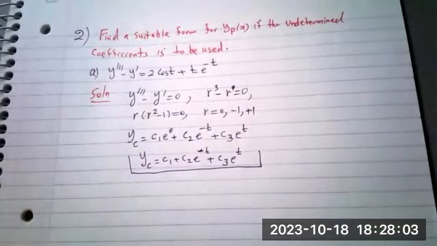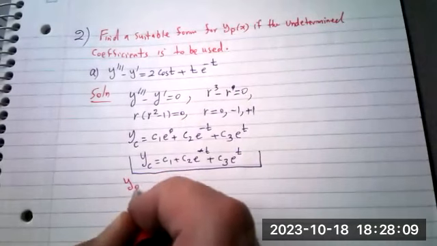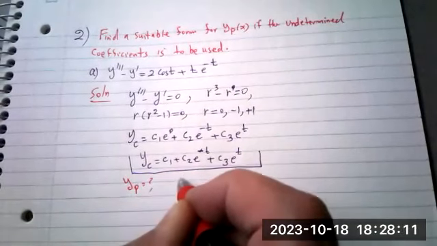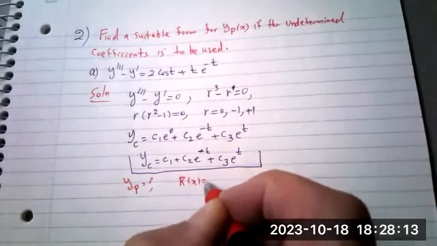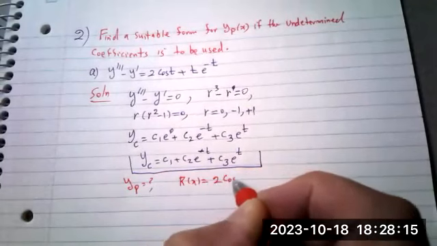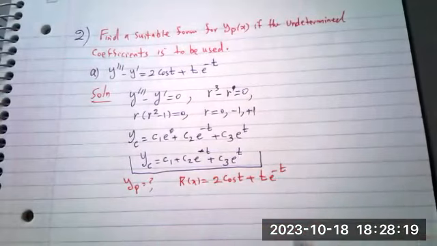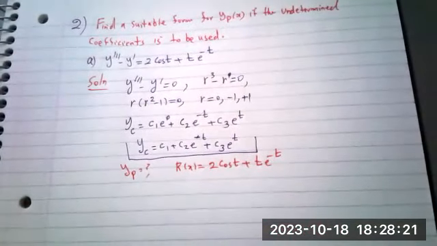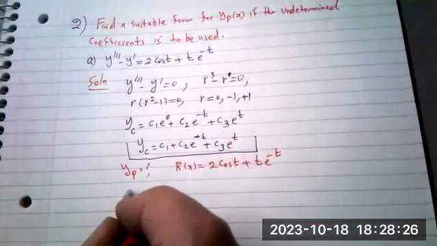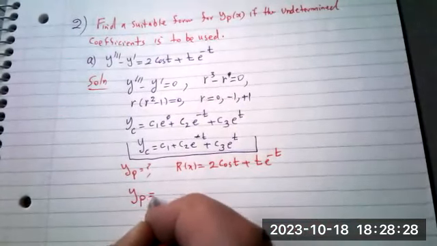Okay, any question? Now bring the r of x and compare them together. So we'd like to find the yp. So we have two types of function. Okay, we have 2 cosine t plus t e to the negative t. We write each one of them separately, but we add them together. So what's going to be the yp for the first one?